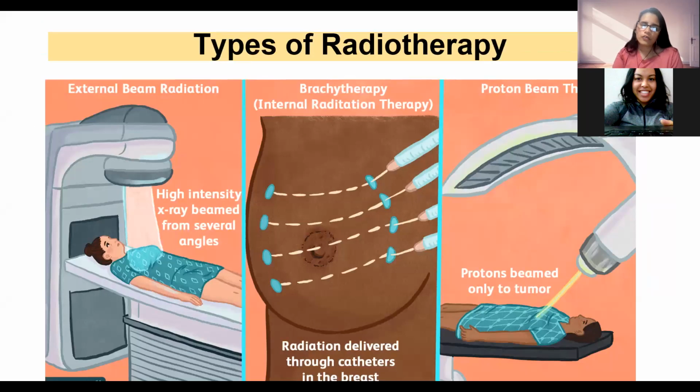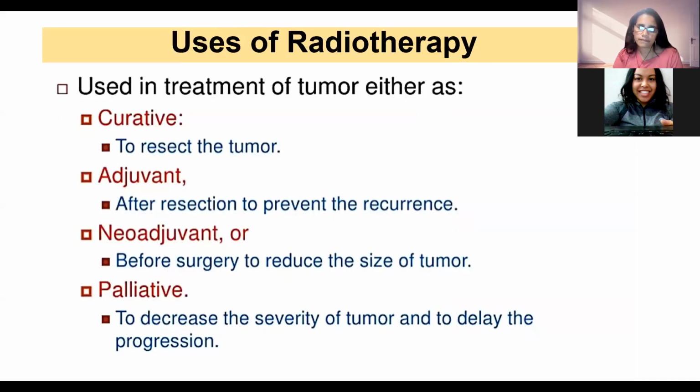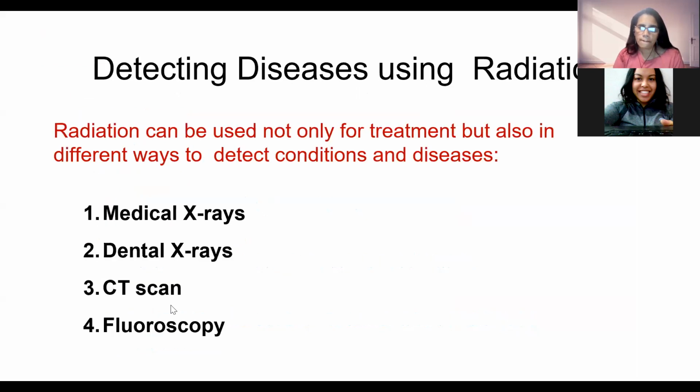So there are different ways of giving the radiation. There is external beam, there is internal radiation, and there is proton beam therapy. Proton therapy is way more controlled and a little bit better that way. You can read about how it is being used for treatment of tumors for curative purposes, or after resection to prevent recurrence, or for different purposes, right?